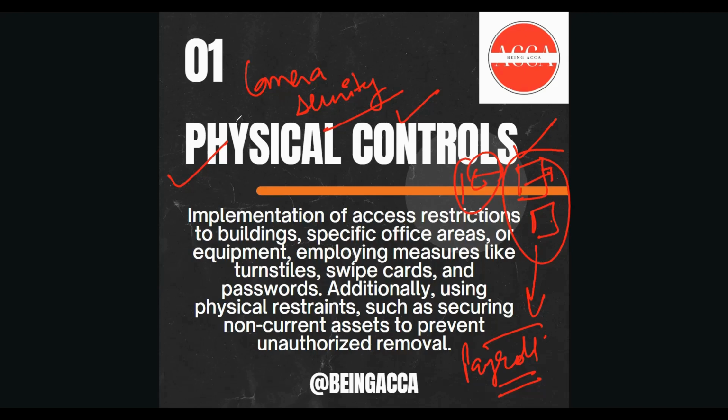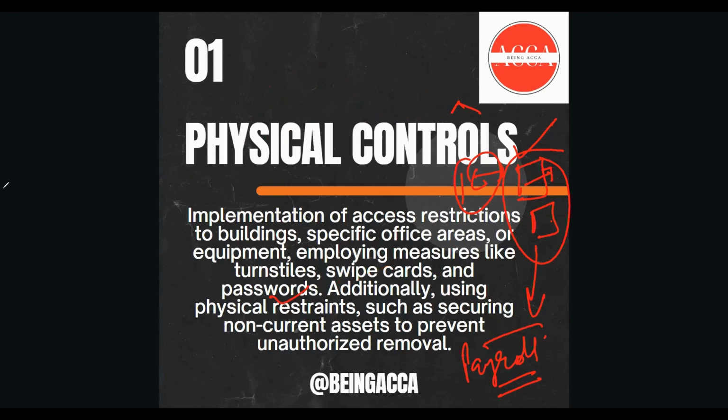Similarly is the case with your camera or security guards. You can also put biometrics outside your warehouse so that only the authorized person can enter that warehouse. So implementation of access restrictions to building, specific office areas, or equipment, employing measures such as turnstiles, swipe cards, passwords, as we just discussed. Additionally, using physical restraints such as securing non-current assets to prevent unauthorized removal. Again, we talked about the non-current assets when we talked about your warehouse system, right? So these are some of the examples which I gave.